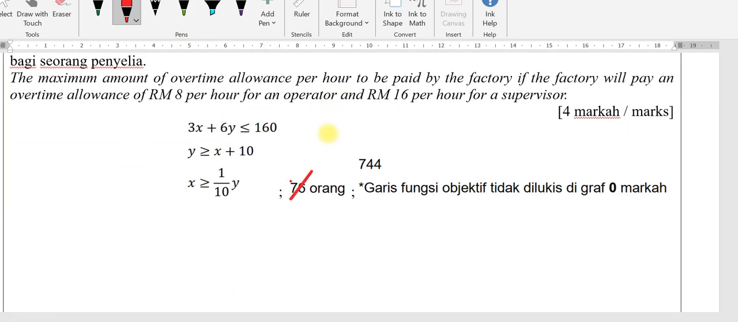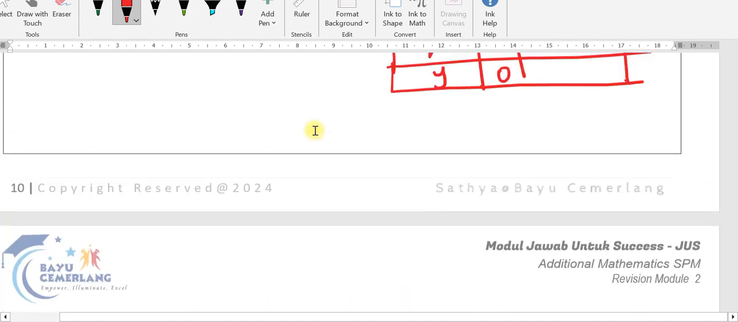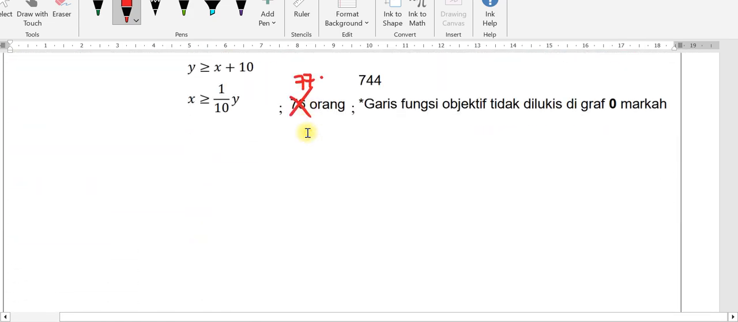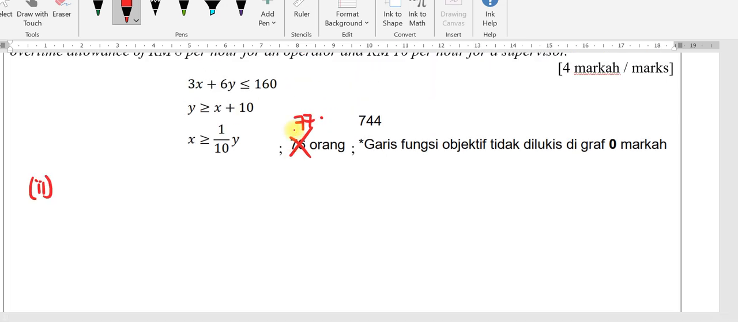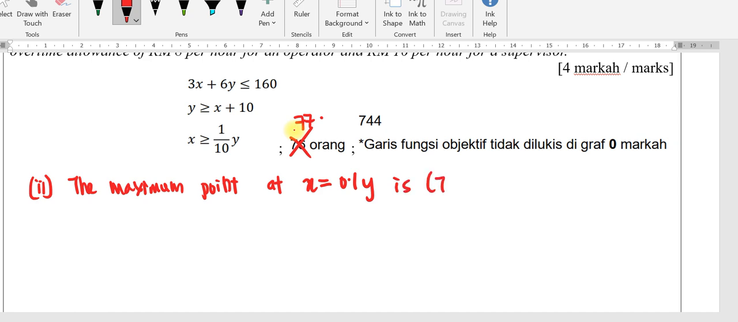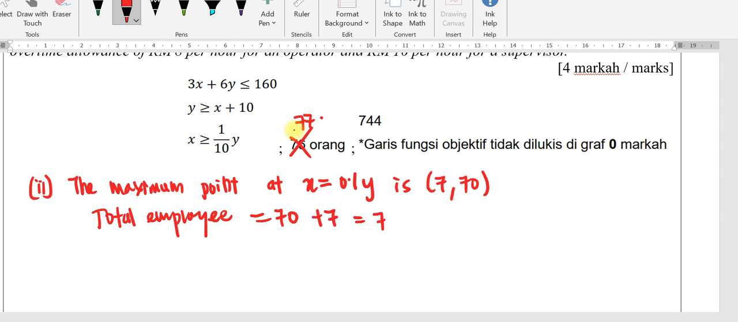77 is the answer. But they gave 76, right? That is wrong. 77. Okay, so the maximum point at X equals to 0.1Y is 7 and 70, right? So total employee, 70 is your supervisor, sorry, operator, and 7 supervisor. So 77 is the answer.